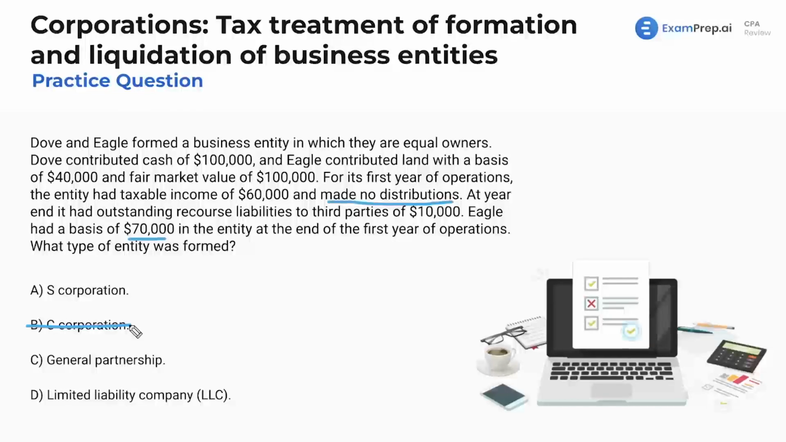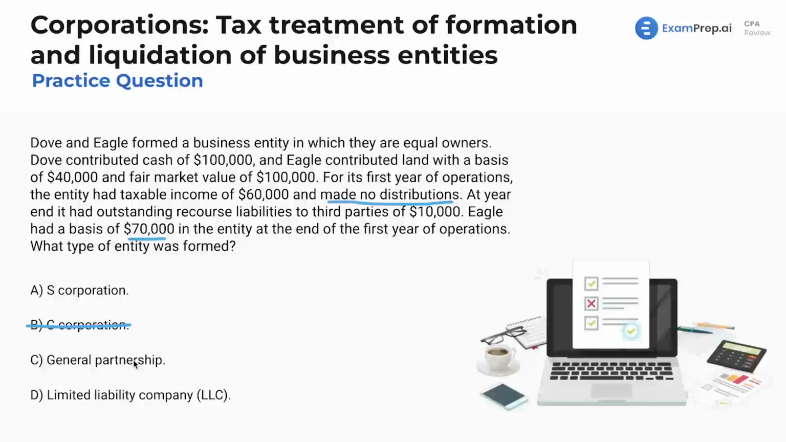Similarly, let's consider what's going on. We've got an LLC, which can be taxed as either a C corporation or a partnership. We know that it can't be taxed as a C Corp because we eliminated a C Corp. So we are choosing between an S Corp or an LLC/partnership, because the only other option besides C Corp that an LLC can be taxed as is a partnership. So it's either going to be partnership or S Corp.